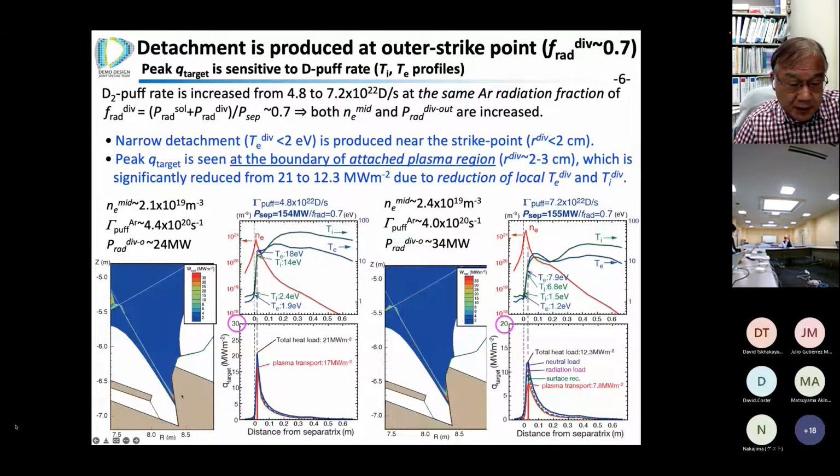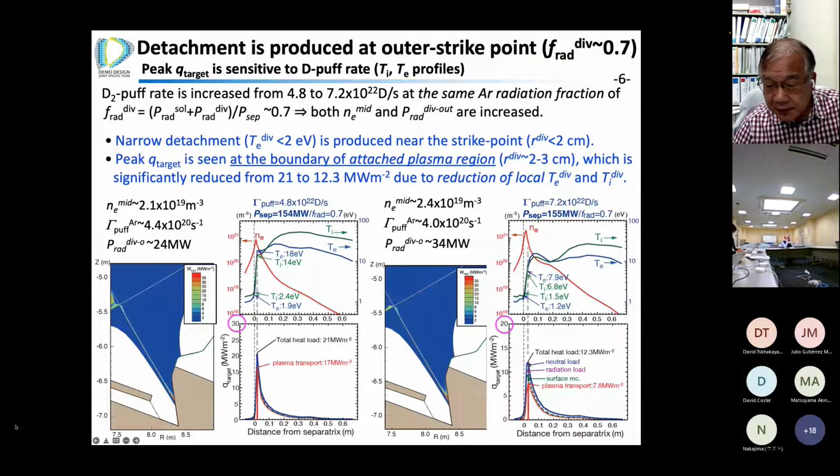So radiation is very local, like here. On the other hand, if we increase the deuterium gas puff to here, the detachment is extended a little bit, and at the same time the separatrix detachment almost appears. Therefore, the heat flux is also reduced.